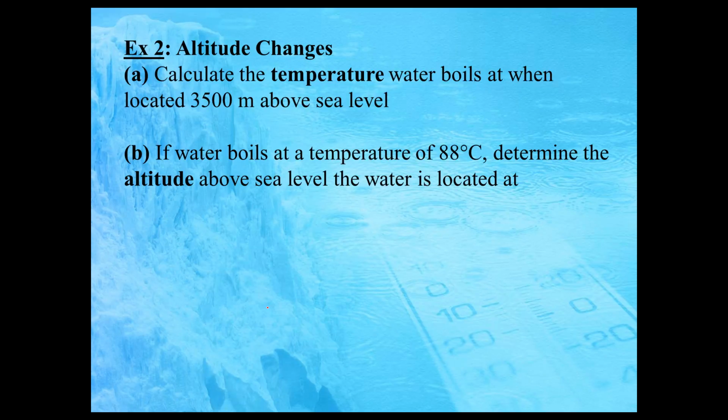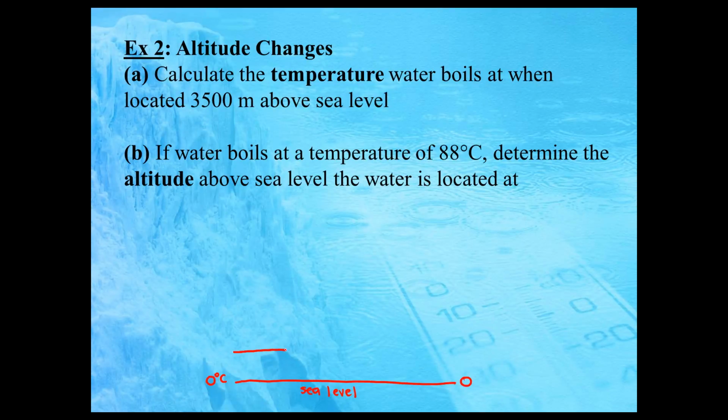Using this general rule, I want to calculate the temperature water boils at when located 3,500 meters above sea level. And then B, if water boils at a temperature of 88 degrees Celsius, determine what altitude we're looking at. I like to do problems like this by constructing a diagram that shows how the altitude and temperature is changing. So I'll draw a horizontal line, and this horizontal line represents sea level. Sea level has an altitude of 0.